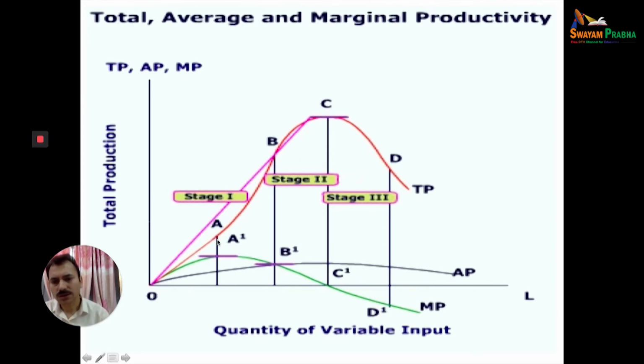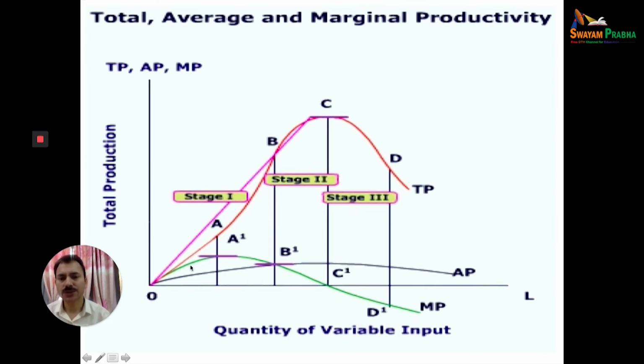Total product, see the orange line, TP, total product. It increases with the increase in the number of units. Here on the x-axis we have labor, input, and on the y-axis we have production, output. Output is dependent on input. This production depends upon inputs of labor. So see here, the output is increasing with the increase of input, and up to here it is increasing at an increasing rate.